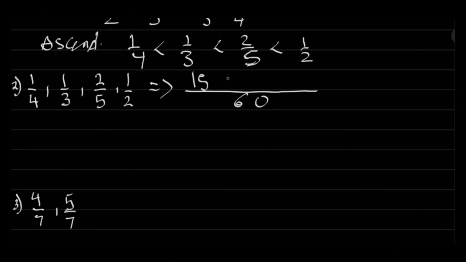60 divided by 3 would have been 20. 20 times 1 is 20. 5 will go into 60 12 times. 12 times 2 is 24. And then 2 will go into 60 30 times. 30 times 1 is 30. So I think this arrangement has already been done from the least to the highest, which is ascending order. So the descending order will be the other way around.